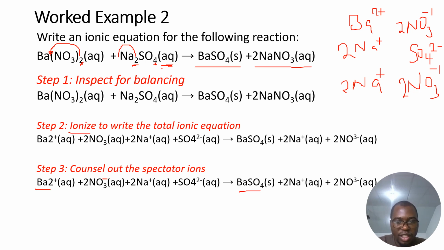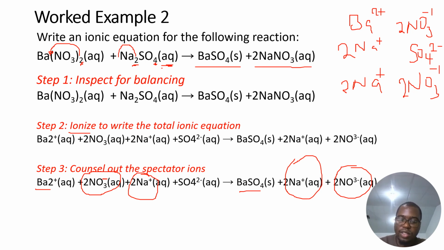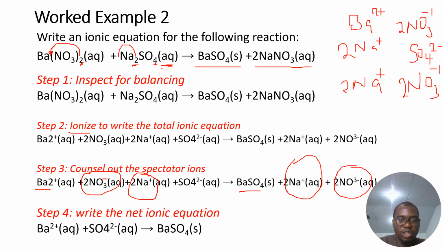Okay. Let's check 2NO3. Then we also have 2NO3. So this guy here, we cancel it out with this one here. It goes. Do we have 2Na plus? So we have 2Na plus and 2Na plus. So this guy here is supposed to go out with this guy here. Let's look at the SO4 2 minus. We don't have any SO4 2 minus here. So as a result, what we're going to remain with is Ba2 plus SO4 2 minus AQ is equals to this one.